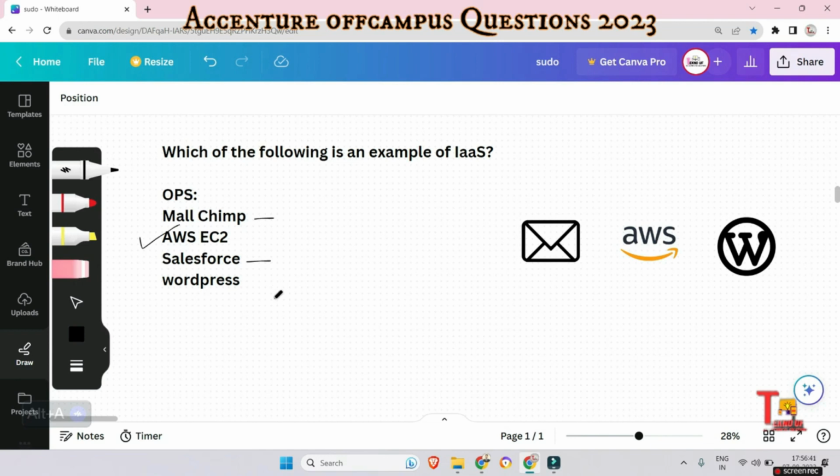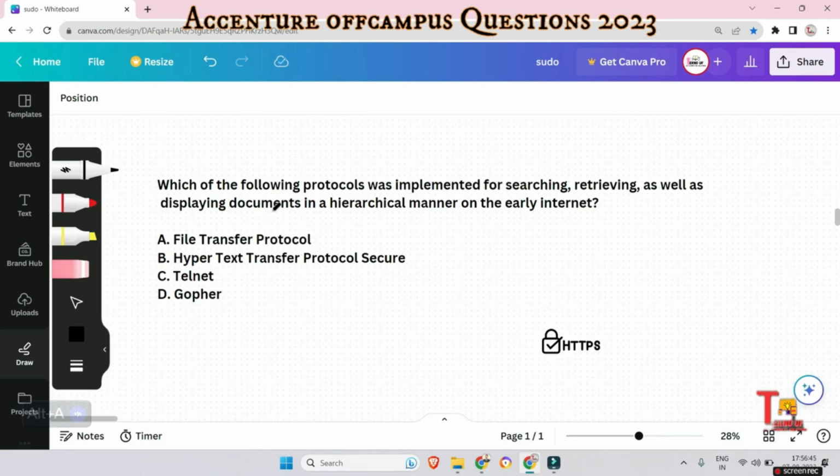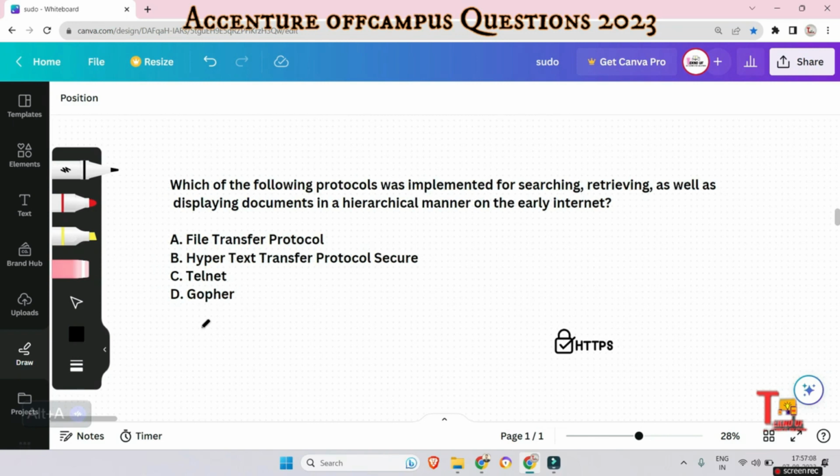So the next question is for you, that is, which of the following protocols was implemented for searching, retrieving, as well as displaying documents in a hierarchical manner on the early internet? File Transfer Protocol (FTP), Hypertext Transfer Protocol Secure (HTTPS), Telnet, or Gopher? Guys, think a little, pause the video, give me the answer, right? If not possible, then here, the answer will be Gopher, right?